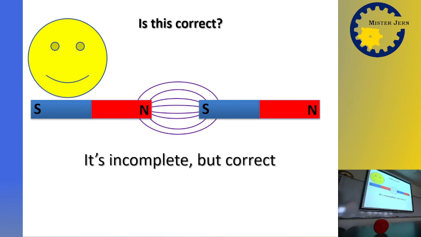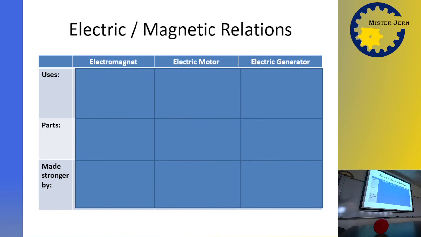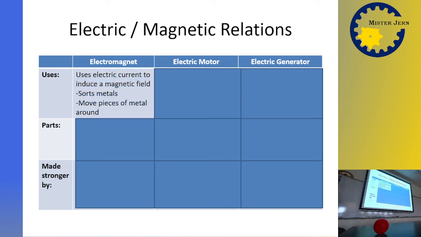Okay. And finally, I'm going to leave you with this. This is my last slide. It's comparing an electromagnet, a motor, and a generator. I'm just going to put all these up, and then you can take a picture when I'm all done, if you want. I'll be very brief, though.